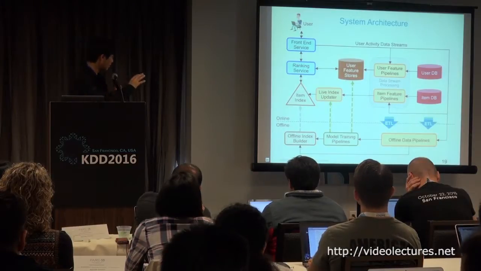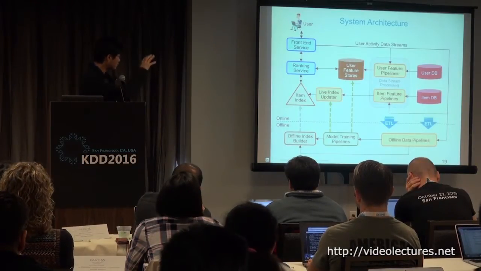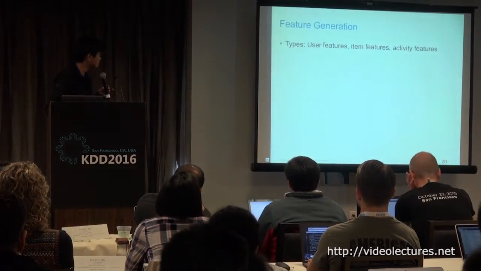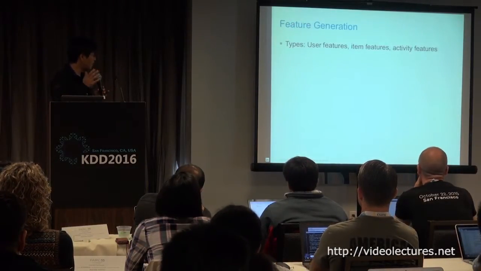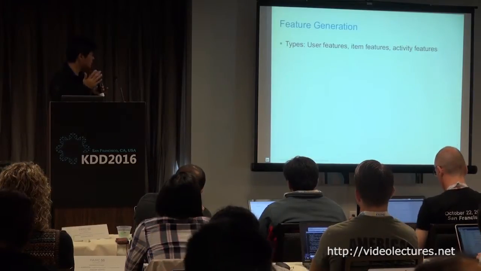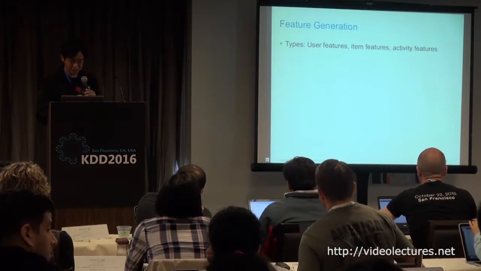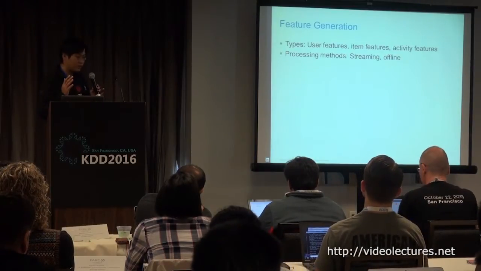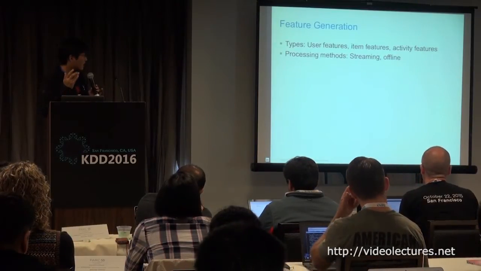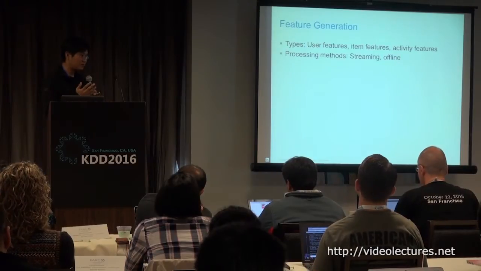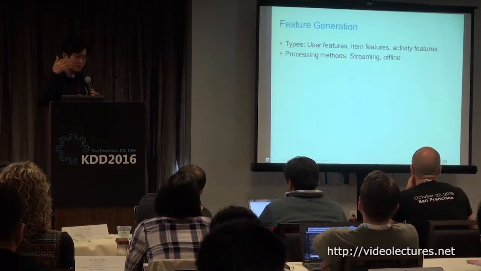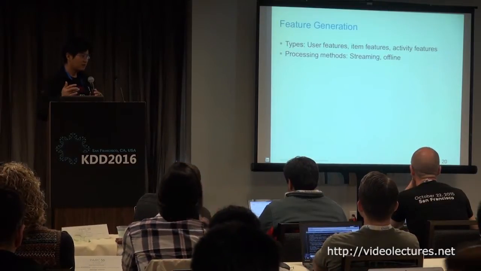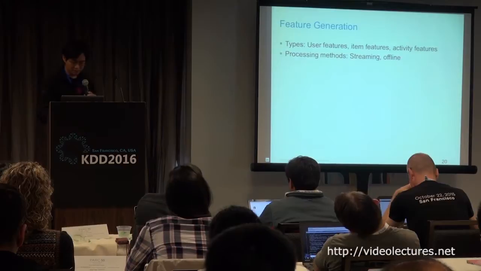So I will go into a few of the boxes. Let's start with feature generation. We have talked about different types of features: user features, item features, and activity features. And there are roughly two ways that we can process features. One is processing features in a streaming manner, when a new data vector comes in, then we process that. Or we can also do batch processing on Hadoop, which is what we call offline processing.